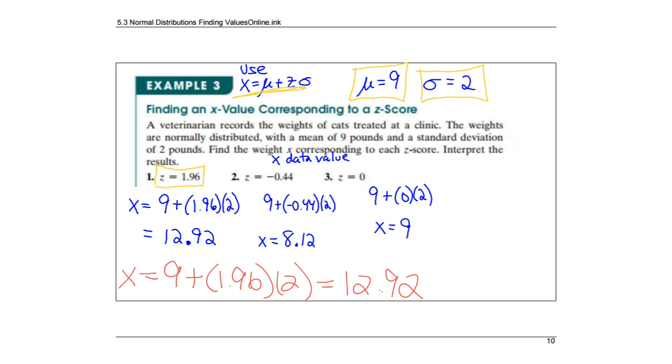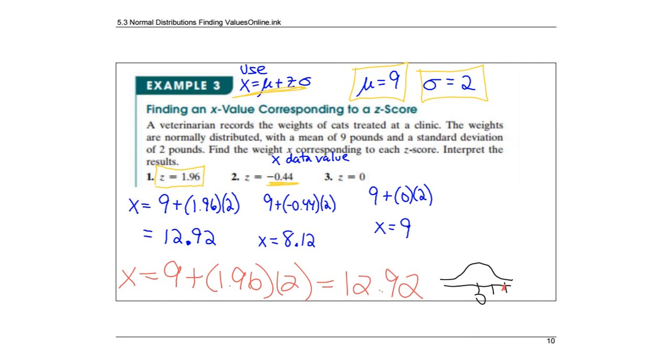All right, now if we had drawn this, we would know that this weight was going to be a lot bigger than the mean because we're way over here, almost 2 standard deviations away, right? Because we're at the 1.96. So of course the weight should be greater than the mean weight. Okay, so let's look at the next one.